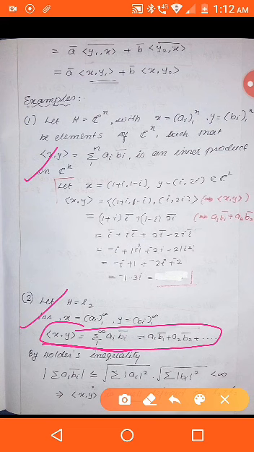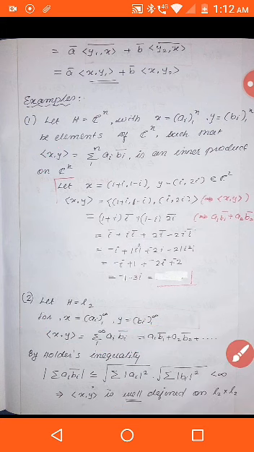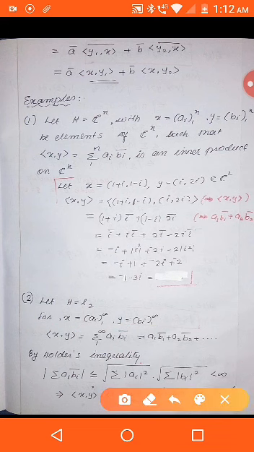Now by Holder's inequality we know that modulus of inner product, sigma a_i b_i conjugate, is less than or equal to sigma modulus of a_i square whole raised to 1 by 2 into sigma modulus of b_i square whole raised to 1 by 2. And since these two terms belong to L2, the product should be less than infinity.